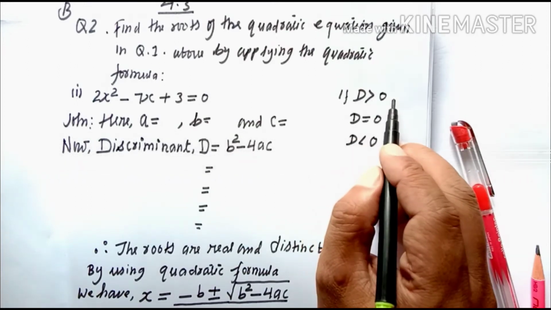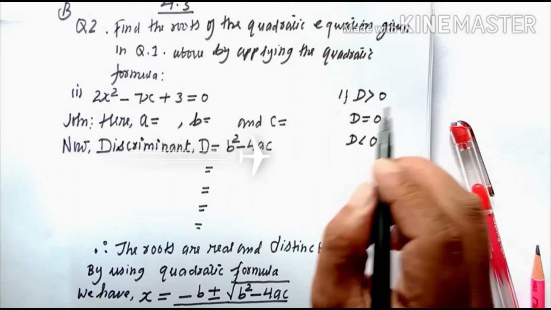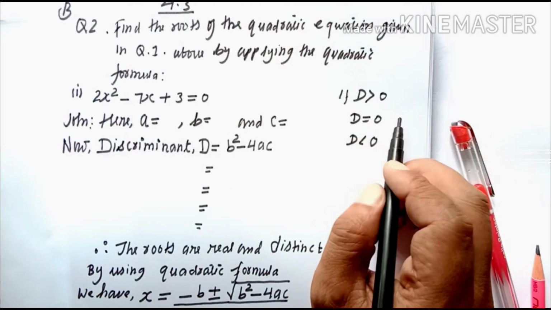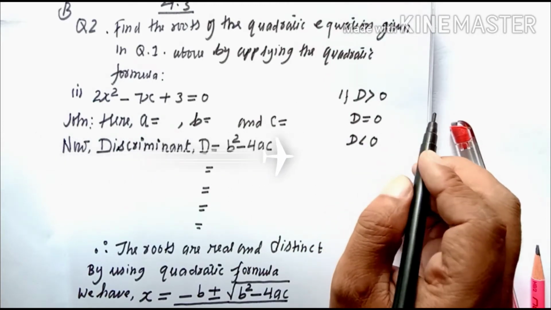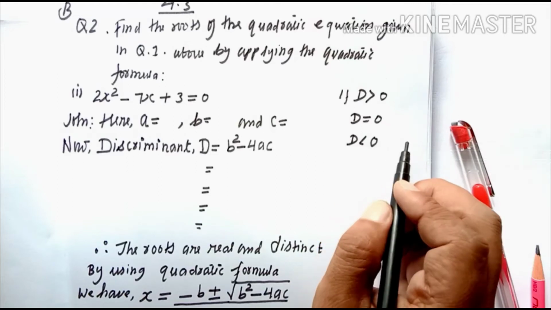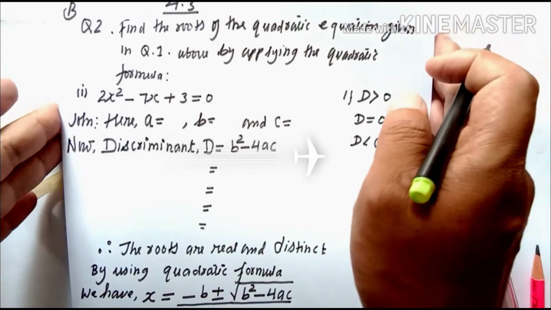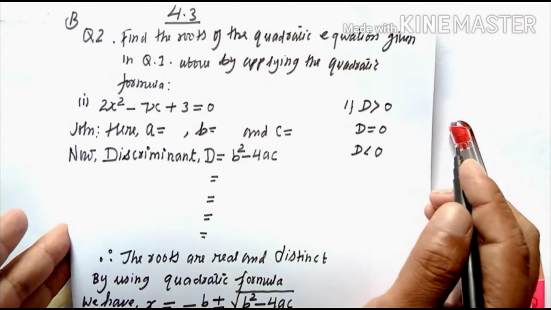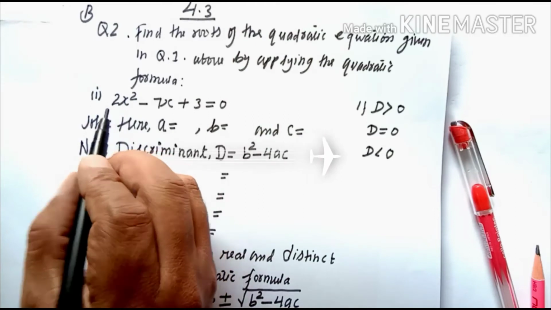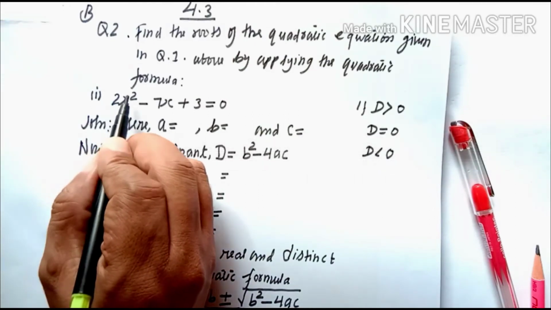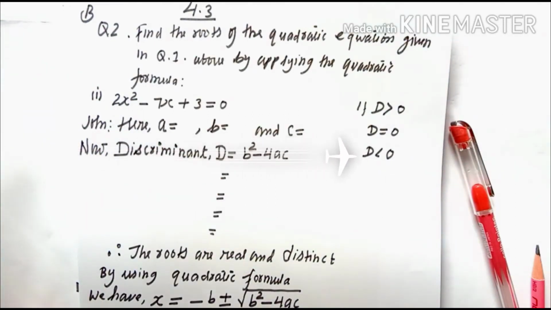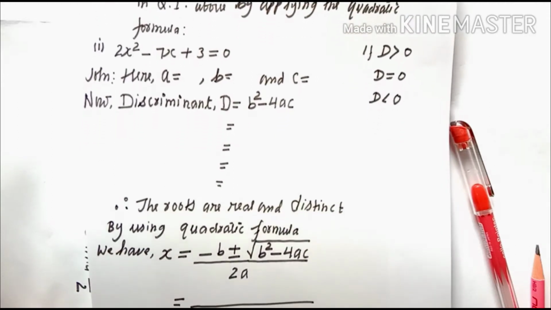D greater than 0, real and distinct roots. If D equals 0, the roots are real and equal. If D less than 0, then it has unreal roots. Now to find the roots by using the quadratic formula, first we check the question here. We have got 2x squared minus 7x plus 3, which is equal to 0.